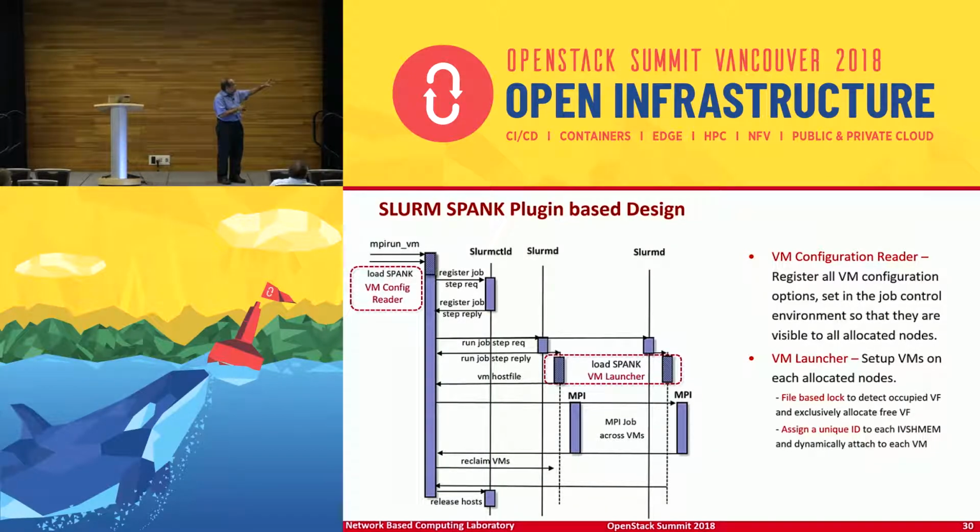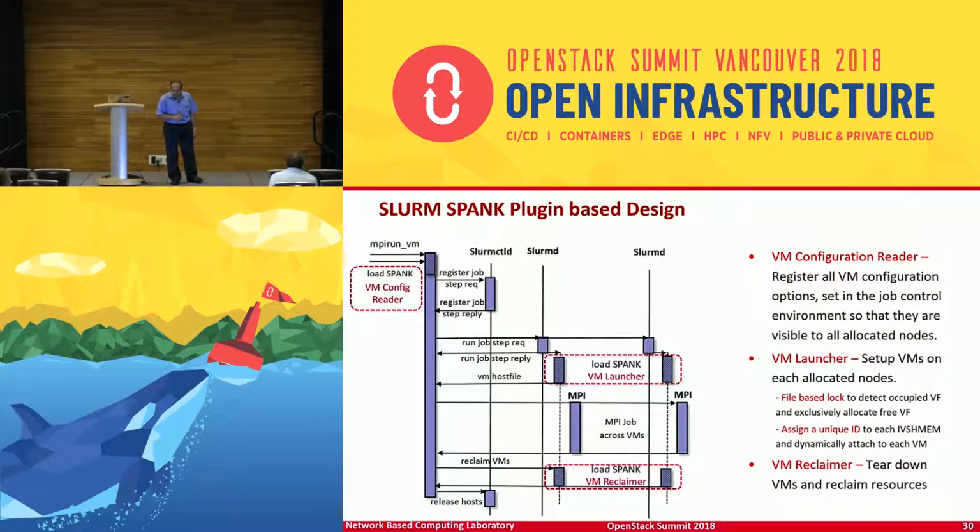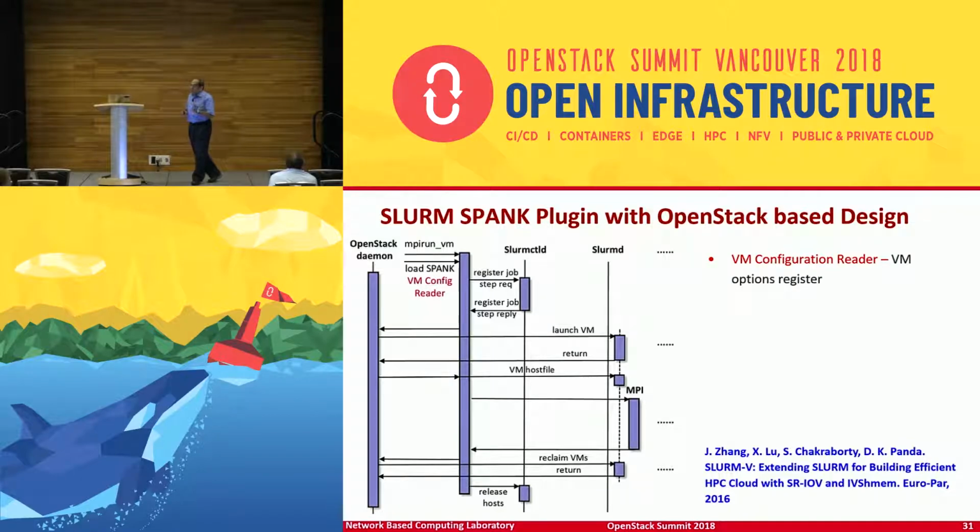We have 3 components here. One is a VM configuration reader. As you start the MPI jobs, it reads and registers all the VM configuration options and sets the job control environments. Then it does the VM launcher, and that also has 2 options, file based lock, and then a unique ID assignment. And finally, when the job runs through the SLURMD, we can also do the VM reclaimer. So that is the basic SLURM. If you are not going through any OpenStack, that is the kind of solution you can have.